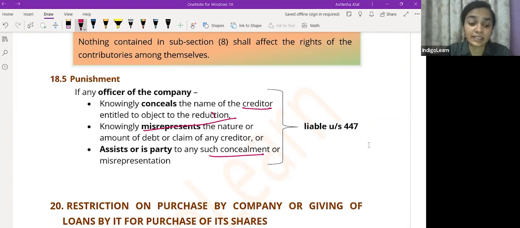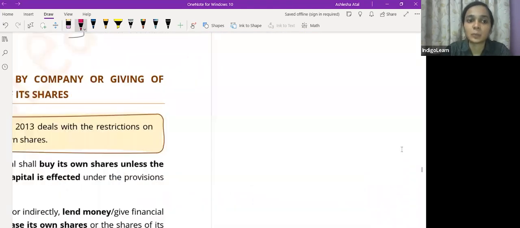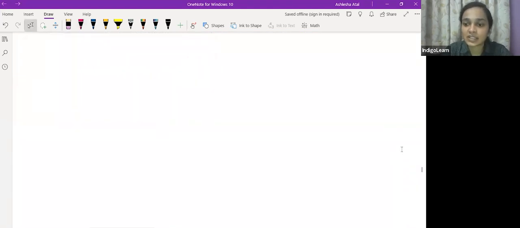So if this name has not been included intentionally, in that situation, the person who is liable for this kind of offense will be punishable under section 447, that is punishment for fraud. क्योंकि यहाँ पे this is an intentional mistake which has been made. Clear है? So this was section 66 with respect to reduction in share capital.